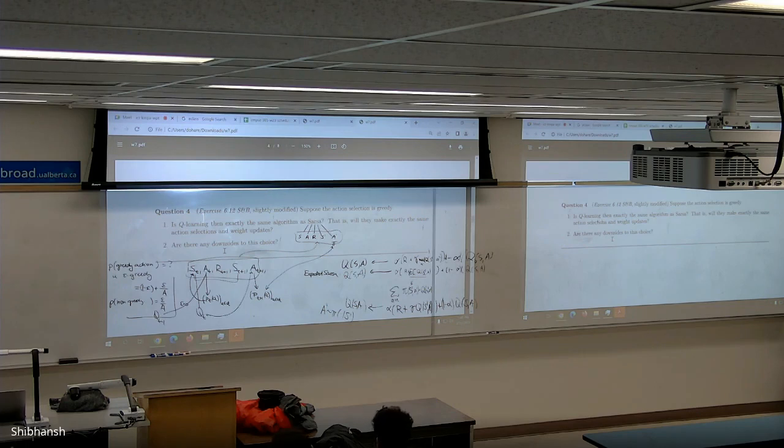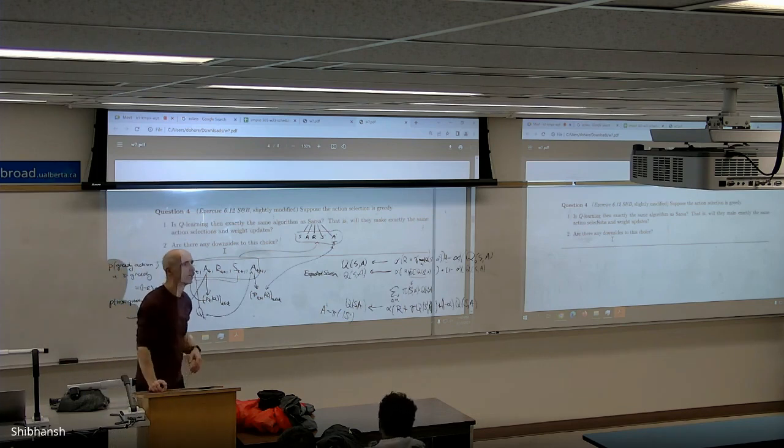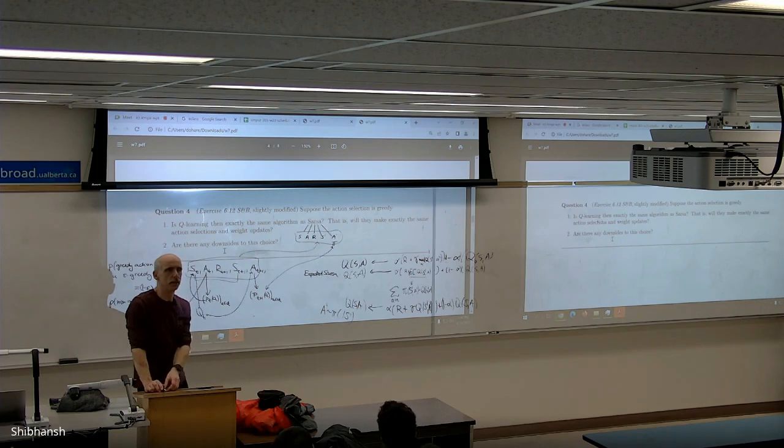Okay. The second part we already answered. Are there any downsides to this choice? The choice is that action selection is greedy. This is a freebie. It's not meant to be a deep question. Would you ever consider running these algorithms with greedy action selection to generate data?